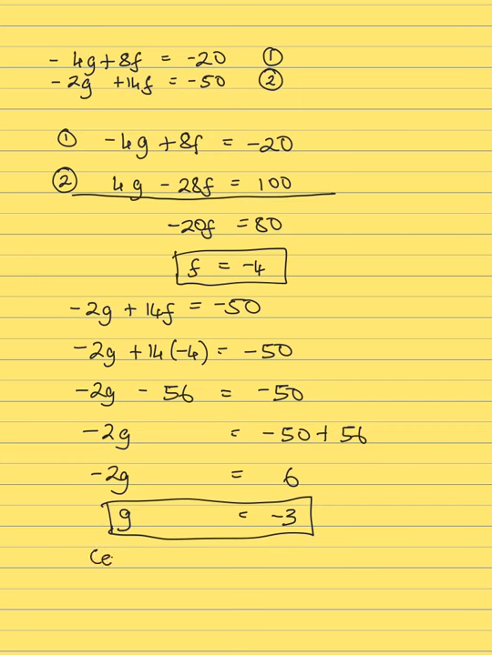And of course that means that the centre of the circle, which is minus g, minus f, is equal to 3, 4. And we now just have to find the radius of the circle. Well, of course the radius is the distance from the centre of the circle to any point on the circle, and 0, 0 is on the circle, so that's easy enough to find.